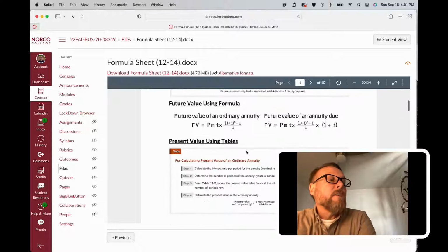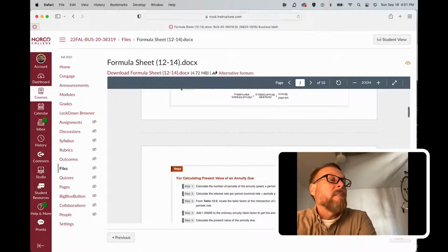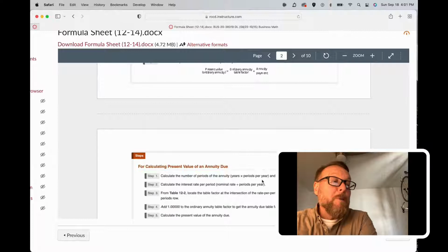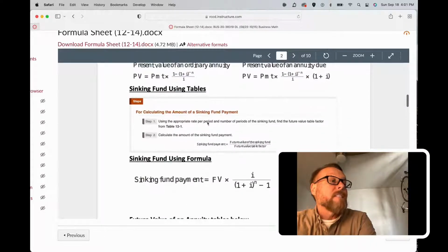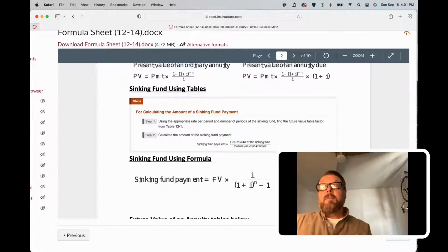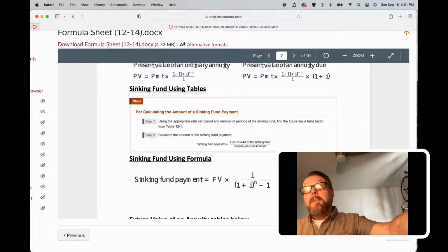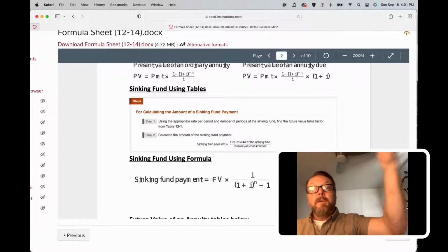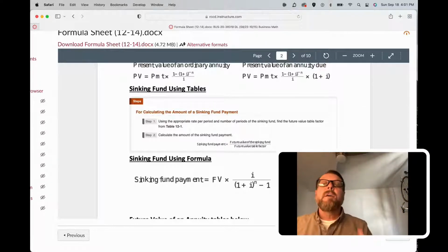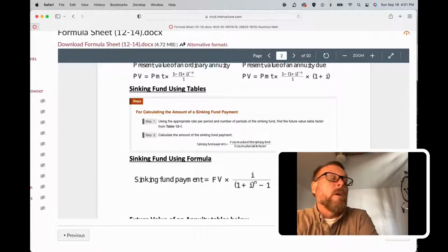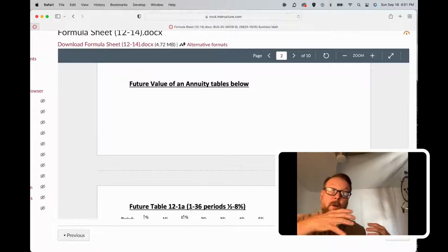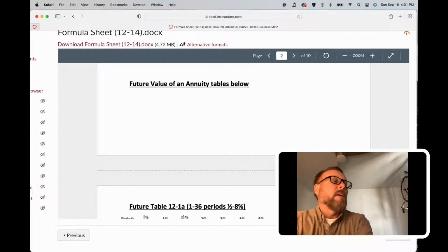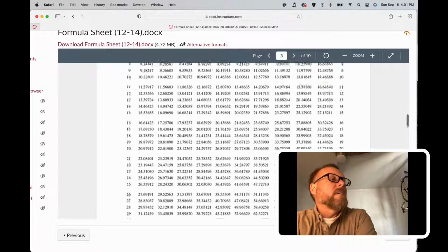I also have present value using tables, whether it be annuity due or an ordinary annuity, and I also have the formulas for those. And then I also have sinking fund tables as well as the sinking fund. A sinking fund is basically where you're looking for a certain amount and you're putting money away for a certain period of time. It's a form of an annuity where you have a fixed amount that you're hoping to gain at the end. So you need to figure out, I know what I want in the end, so what do I need to do to get there? That's a sinking fund.